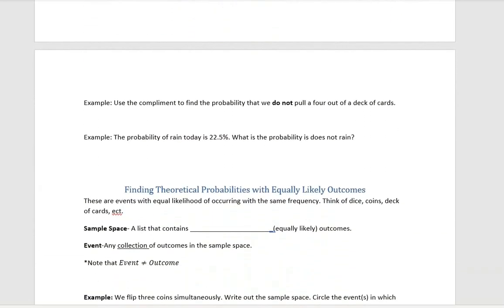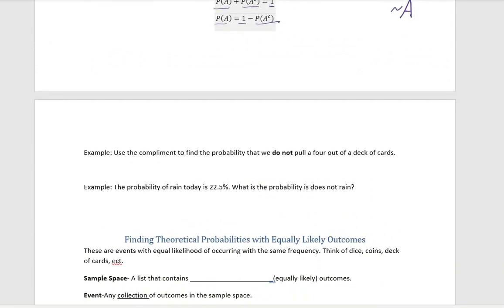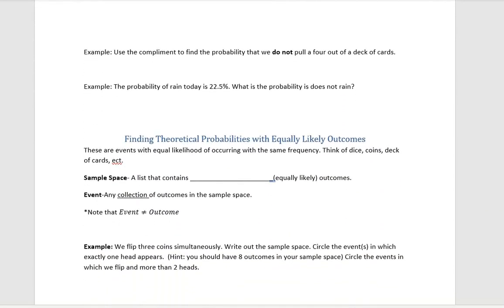By the way, you guys probably do this all the time and you don't even know it. So for example, if we use a complement to find the probability that we don't pull a 4 out of a deck of cards, well, the probability that we pull a not 4 out of a deck of cards is going to be 1 minus the probability that we do pull a 4 out of a deck of cards, which would be 1 minus 4 out of 52, which would give us 48 out of 52, which is 12 out of 13.